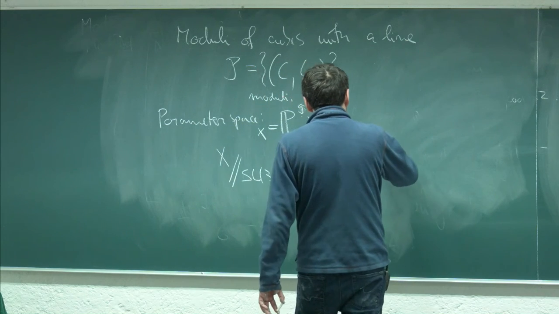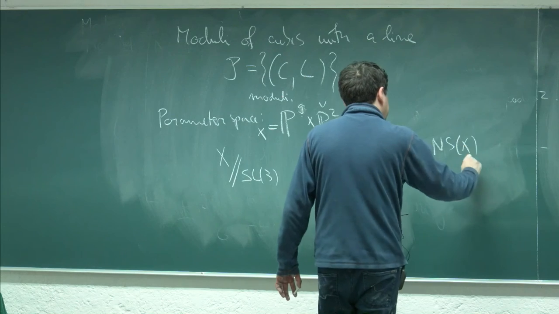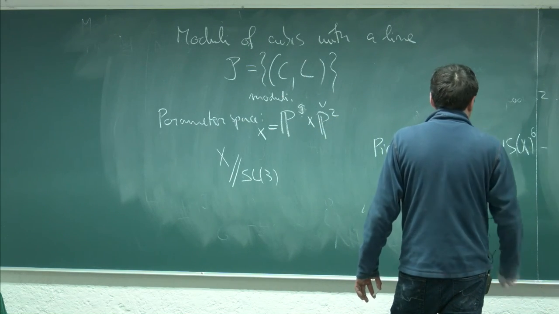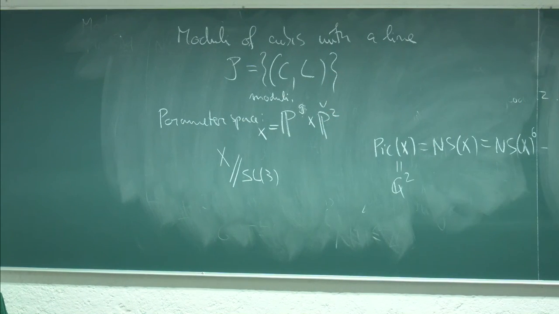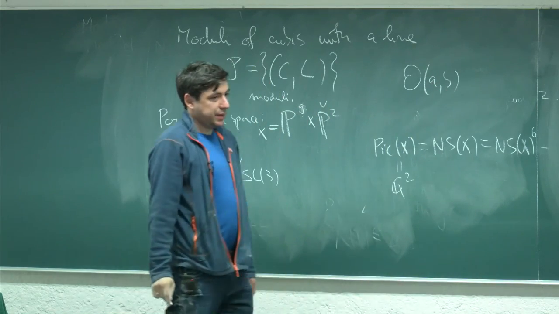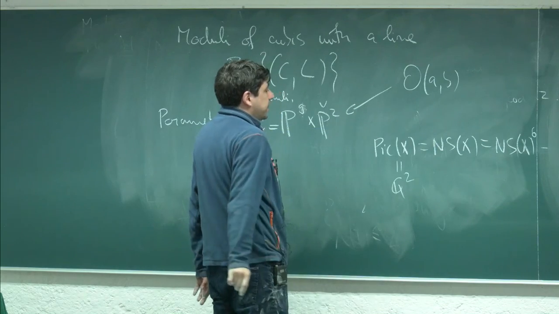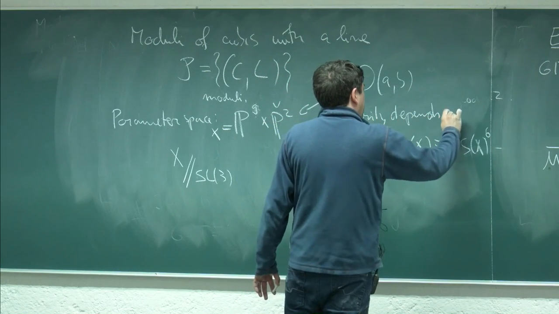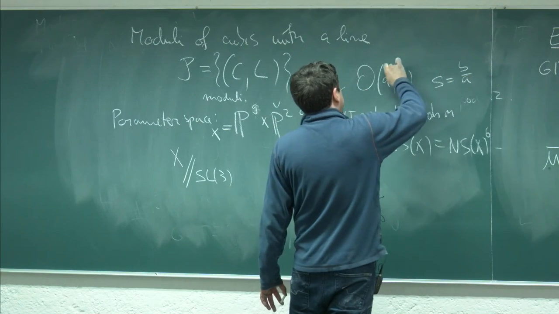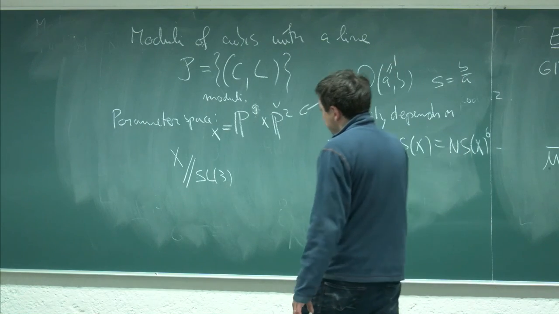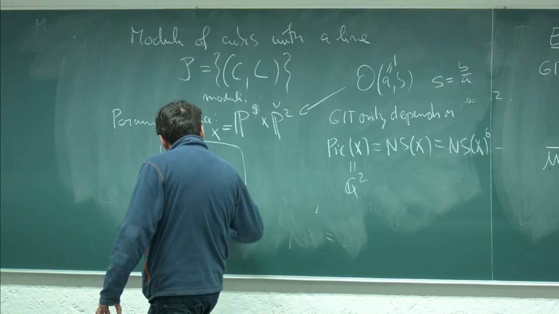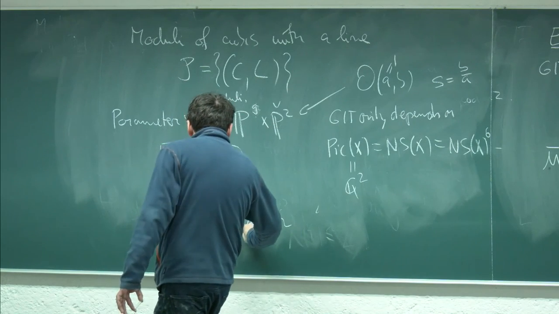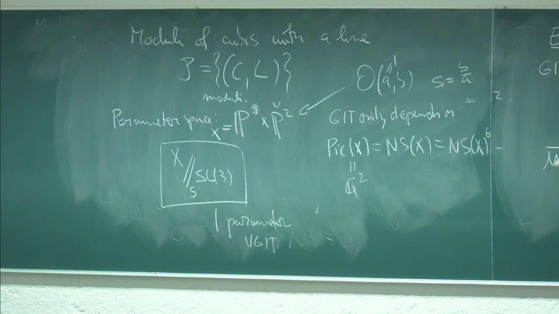But now note that the Pic effects, which is the same thing as the Neron-Severi effects, G-linearized, is Q squared. I'm working with Q coefficients. So I have two line bundles; my line bundles will be O(A, B). In fact, it is clear that the GIT only depends on the slope, B over A. I normalize this one to be 1. So basically, I would have a 1-parameter variation of GIT. A priori it is two-parameter, a two-dimensional thing, but because everything is a cone, I can projectivize.